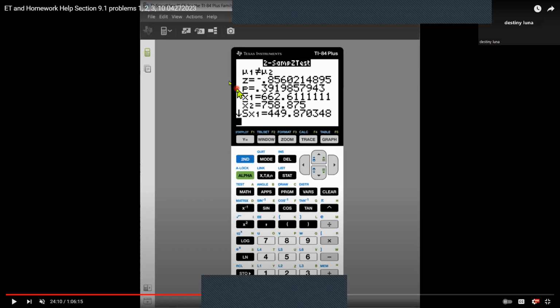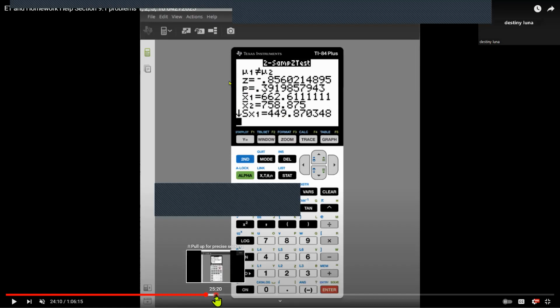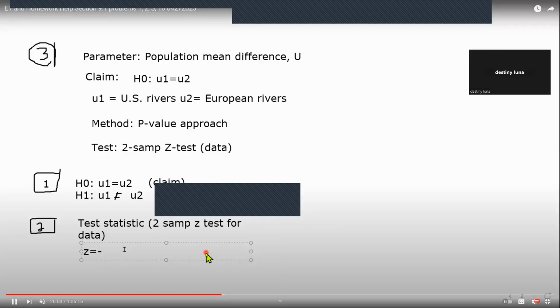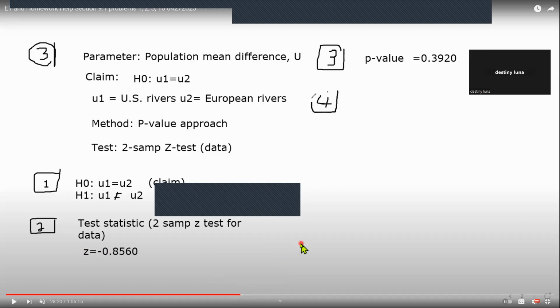Okay, so now once we get those values off the calculator, then we go back to our whiteboard, and you'll see me fill in the stuff on the whiteboard here. Okay, so I filled in those values from the calculator that you just saw. Now we're going to make the decision here.